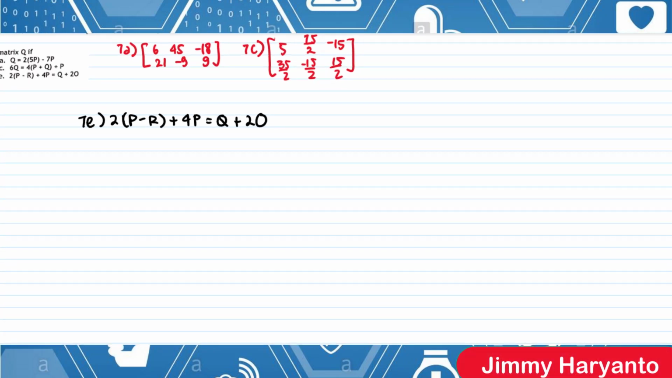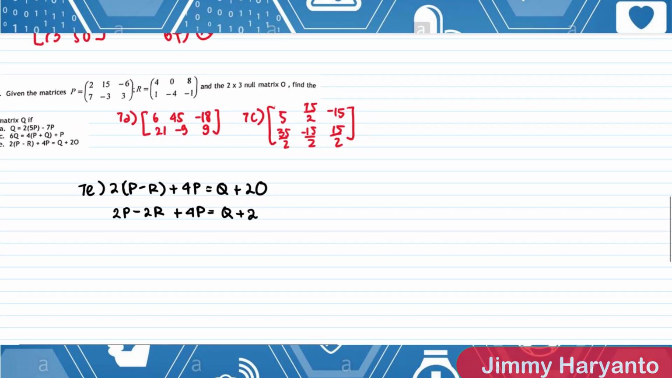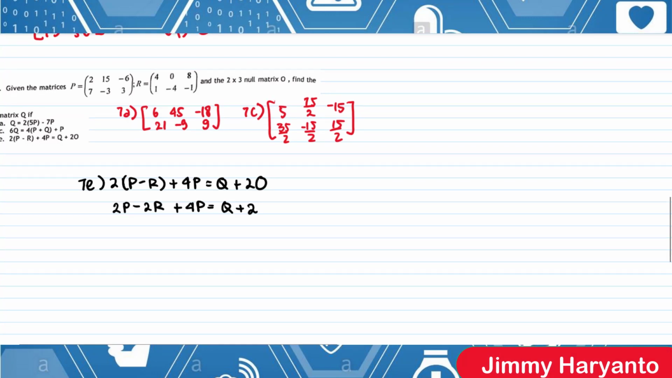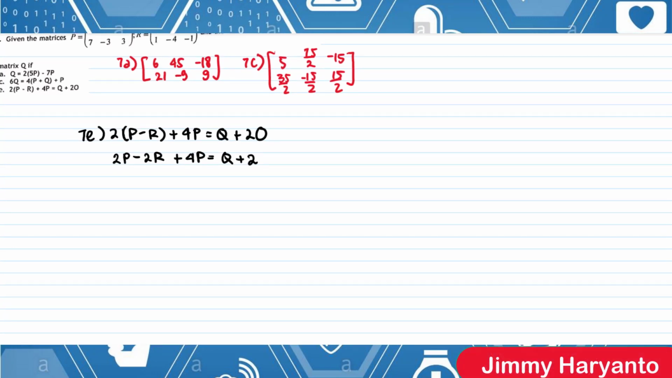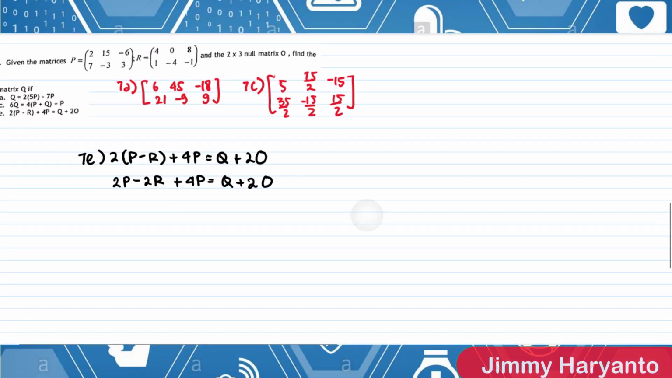Okay, the next is 7E. For 7E, we have an expression like this. Maybe we can simplify the expression first. 2R plus 4P equals Q plus 2O. That's not 0, that's O. But O in the sentence means the 2 times 3 null matrix O. So we can replace the O later with the 2 times 3 null matrix. Null matrix means empty matrix. Empty matrix means 0 0 0 0 0 0. So we can ignore this one because it's 0.